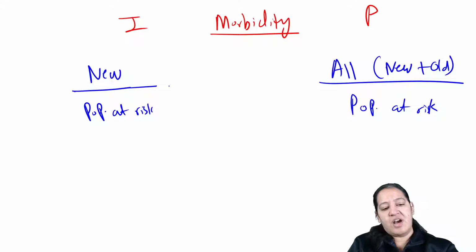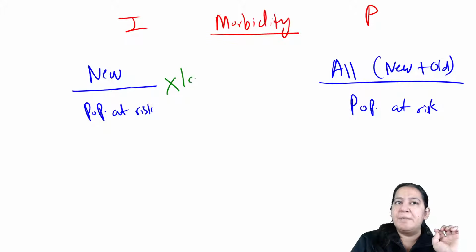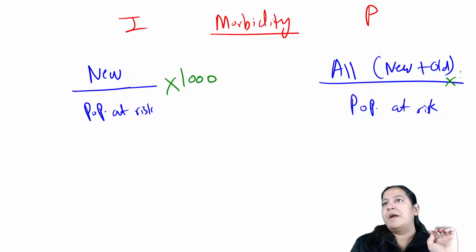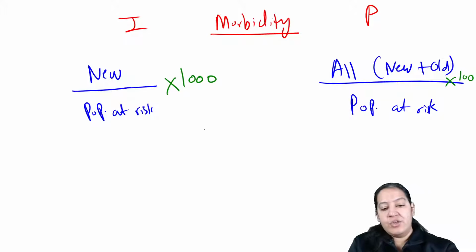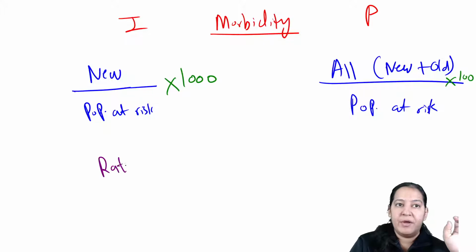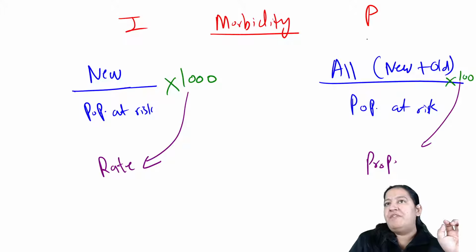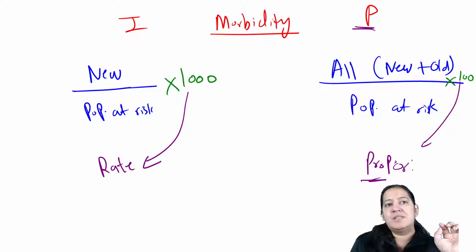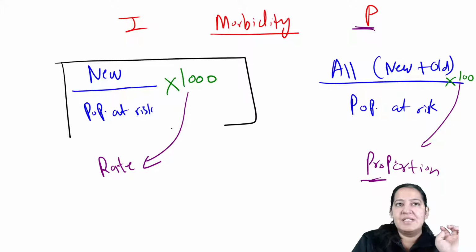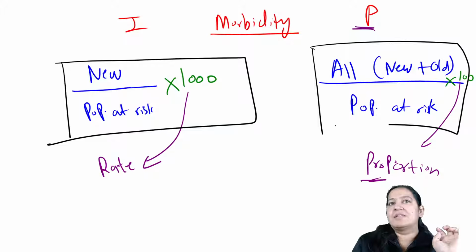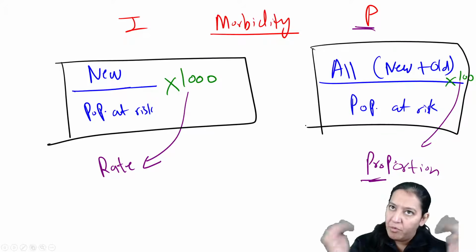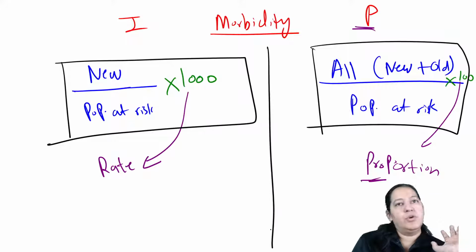The third difference between them is the multiplier. In incidence, the multiplier is 1000; in prevalence, the multiplier is 100. So incidence is a rate because the multiplier is 1000, and prevalence is a proportion, P for P, because the multiplier is 100. Please learn the formula for incidence and the formula for prevalence. If you know these two formulas, we can move ahead and solve the numericals based on them.